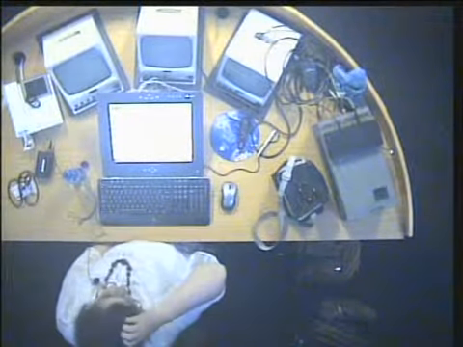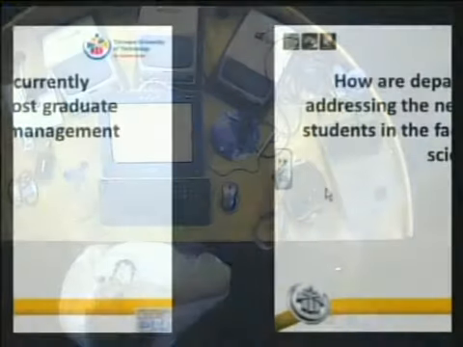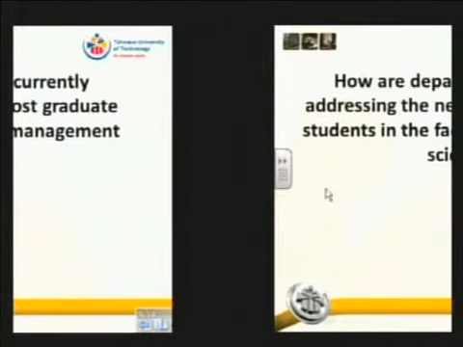Okay, so now I want you guys to think, how are departments currently addressing the needs of postgraduate students in the Faculty of Management Sciences? So this is the question that we want to talk about tonight.